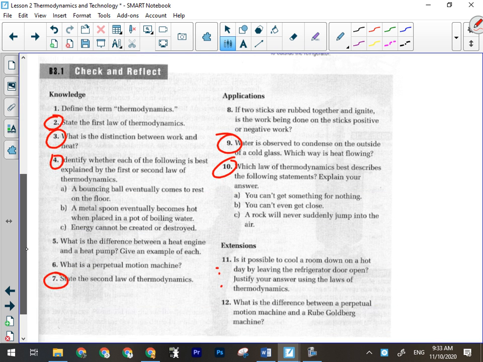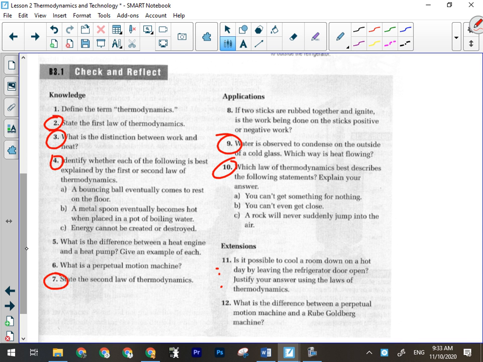All right. I want you guys to answer the circled questions there. Put them in your own words. First law of thermodynamics. Distinction between work and heat. Identify whether the following is best explained by the first or second law of thermodynamics. You don't need much explanation there. State the second law. And then 9 and 10 are kind of explanation questions. So I'll give you a few minutes on those and then we'll go through them together.